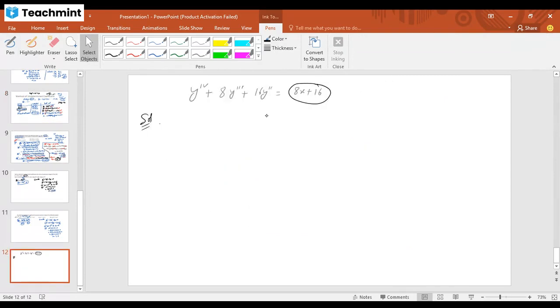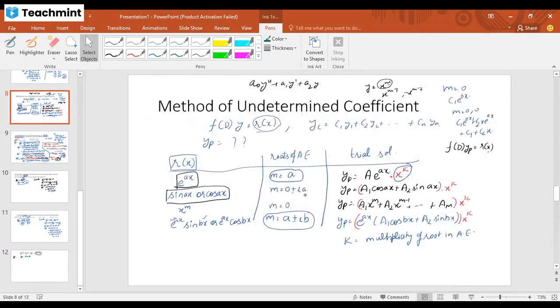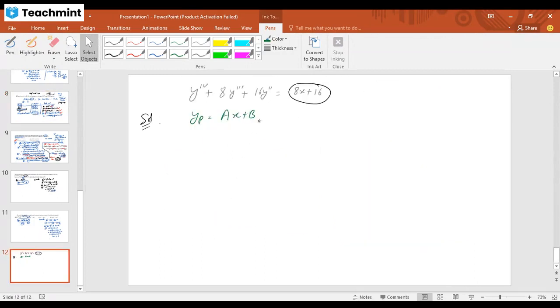So here the power of x is 1. On the basis of this, our trial solution should be yp equal to ax plus b. It is a linear function. Now, before we proceed, we need to check whether the same kind of root appears in this equation as well, because we will get a polynomial function corresponding to the root m equal to 0. So first we need to find the roots of the auxiliary equation.